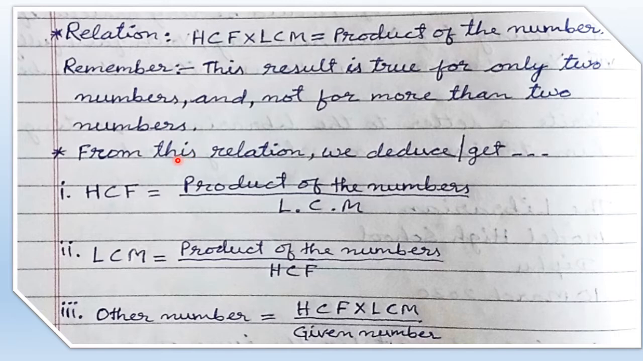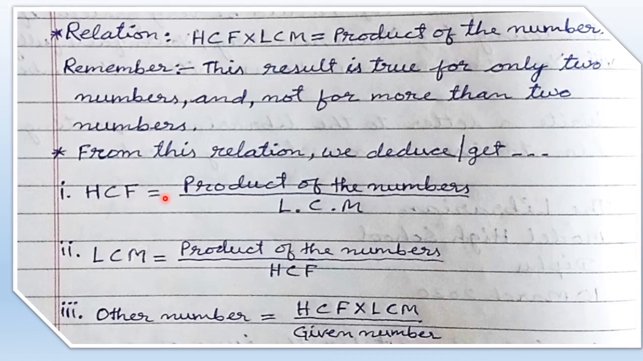Now from this relation we deduce a few relationships. Suppose out of these four elements, HCF, LCM and the two numbers, HCF is not given. So how to find the HCF? Directly using this particular relation we can find the HCF.